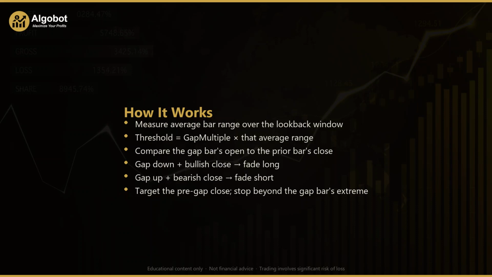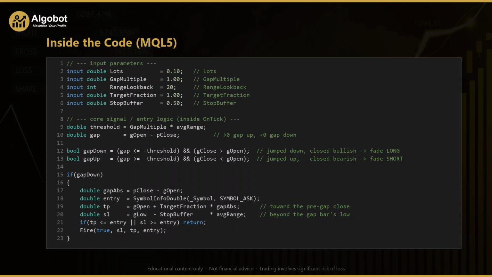Finally, the strategy runs a sanity check, confirming the stop loss and take profit sit on the correct sides of the entry. It also holds only one position at a time, letting the stop and target resolve before considering the next setup. Let's read through the code as it appears in MetaTrader.